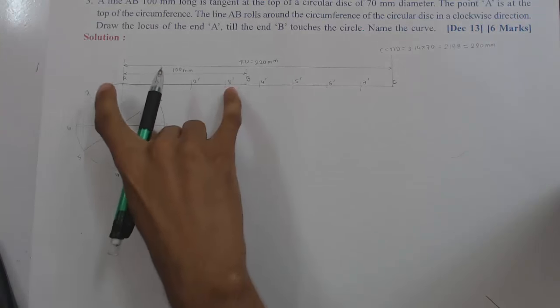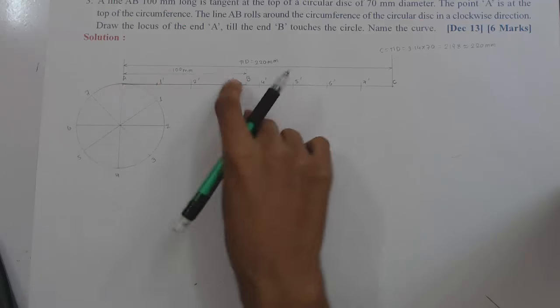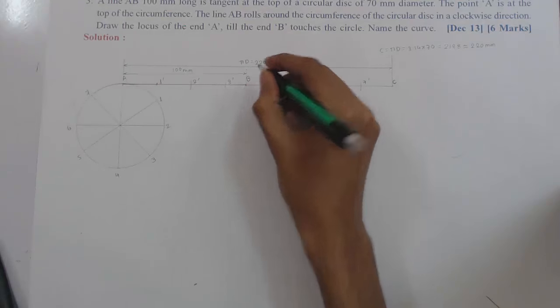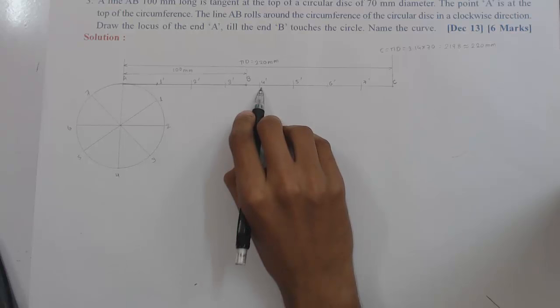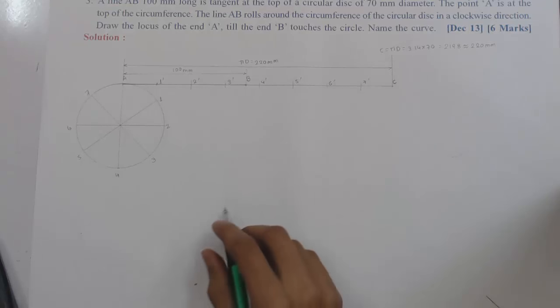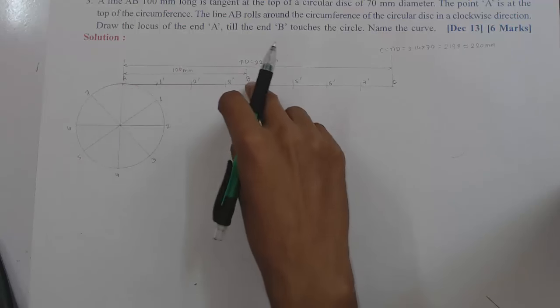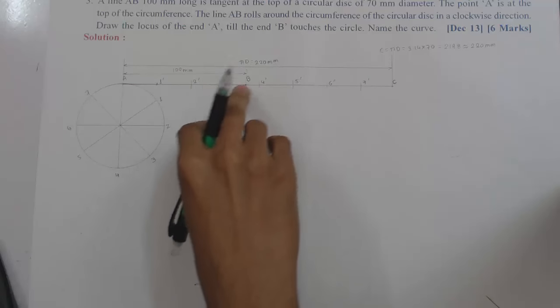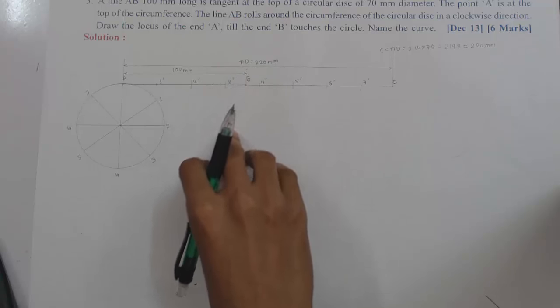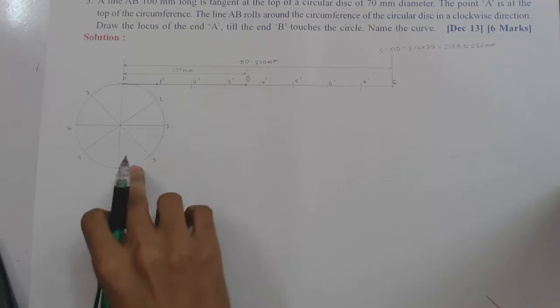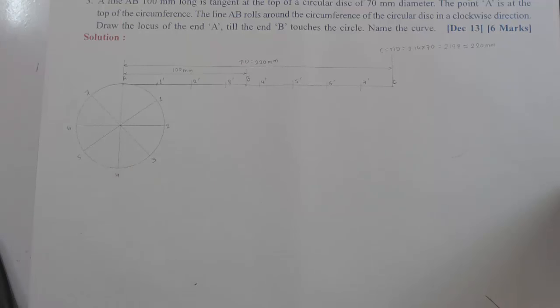Now you can see the length of line AB is 100 mm. The end point A is lying between the 3rd and 4th division on the circumference length. So obviously, after rotating line AB along the circumference, the end point B will touch the circle between the 3rd and 4th division on the circumference of the circle.